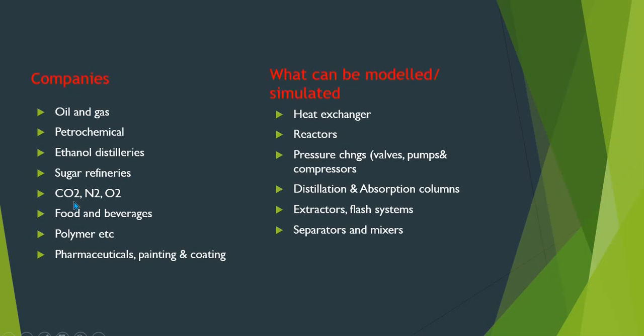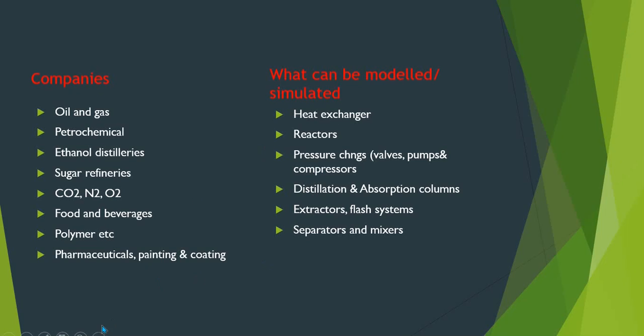Sugar refineries, also there, because we have so many unit operations there that will need you to at least solve a problem at a certain point, even if you are not directly involved. We have carbon dioxide, nitrogen and oxygen plants. We have food and beverages, I mean, ham, Coca-Colas, and so on. Polymers, where they make pipes, taps, very many chairs. Pharmaceuticals, painting and coatings, yeah, all those you'll use them there.